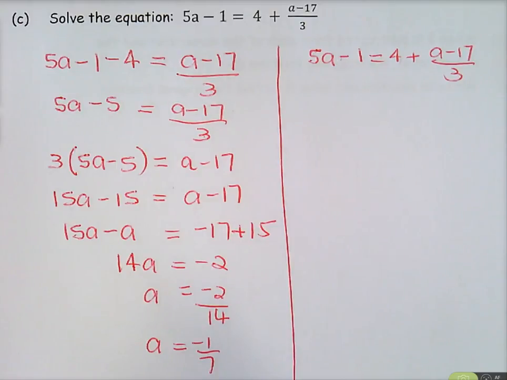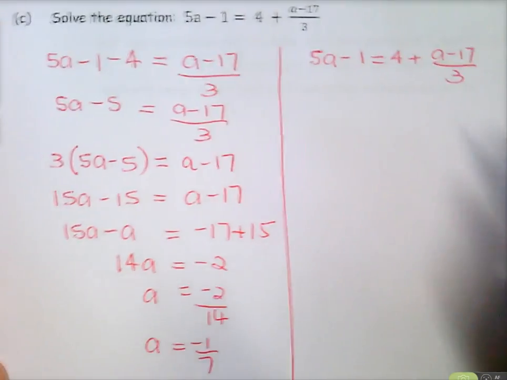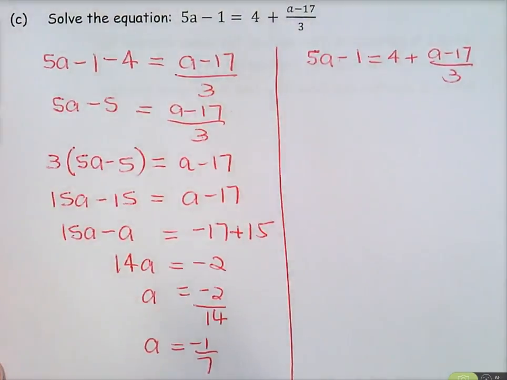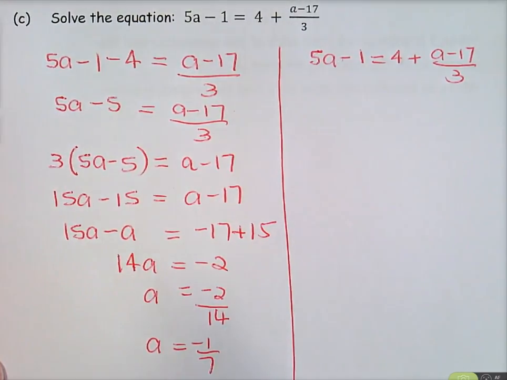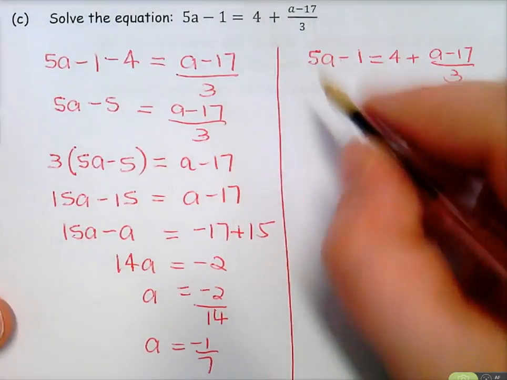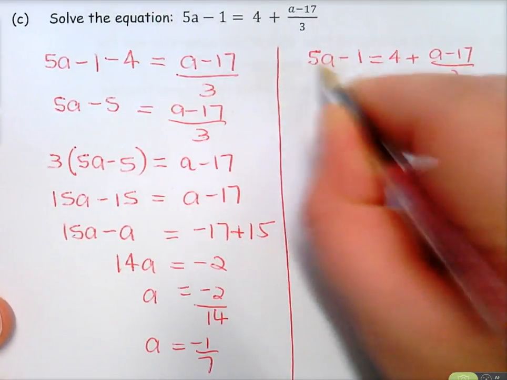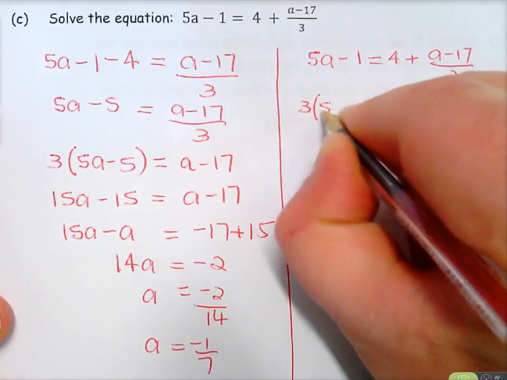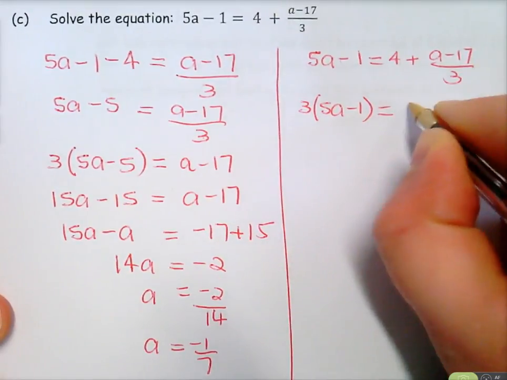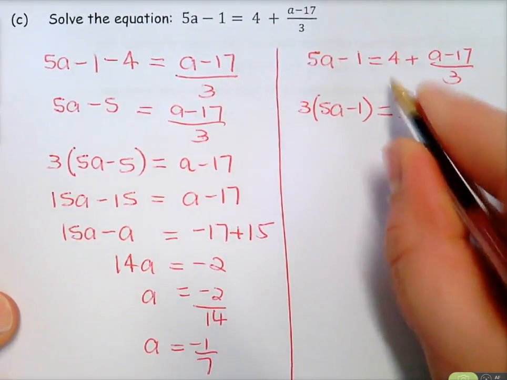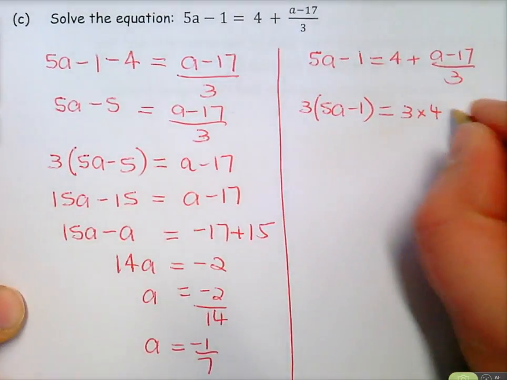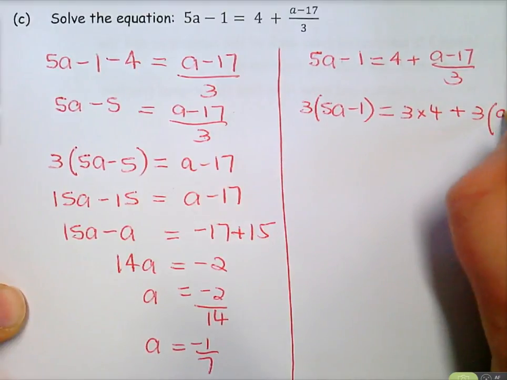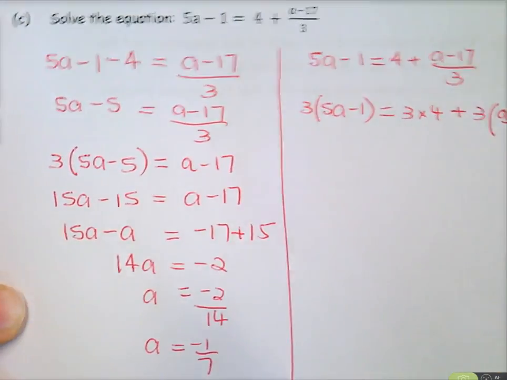Is that what some people tried to do? Multiply through by 3. Well, you've got to multiply everything by 3. So some people tried to do this, but the problem is they didn't multiply everything by 3. So I need to multiply my whole left-hand side by 3. I need to multiply that 4 by 3. Now that was the biggest problem. People didn't multiply this 4 by 3. And I need to multiply this thing here by 3.